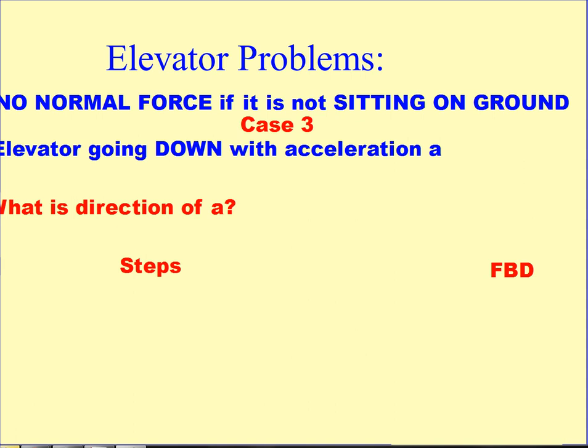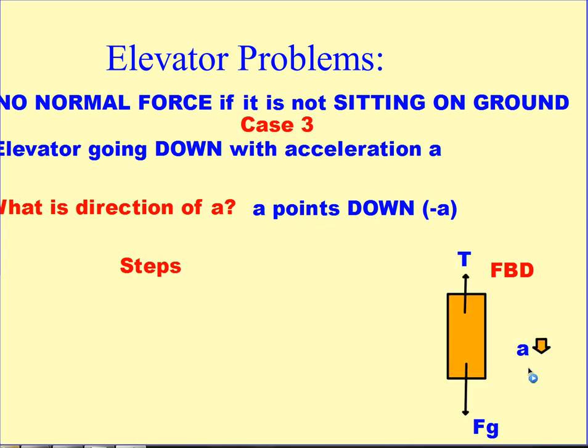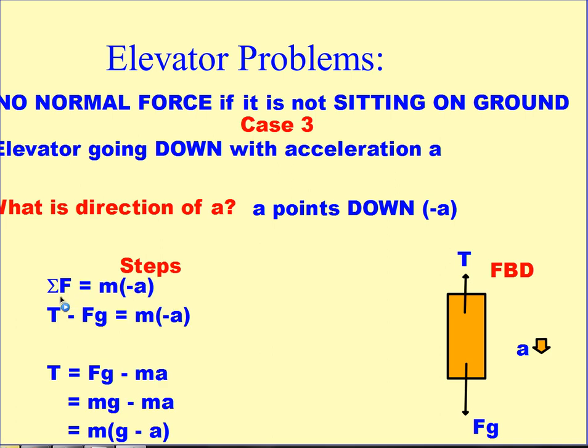The third case is if the elevator is accelerating downward. Since the acceleration is pointing in the direction of the net force, and it's accelerating downward, my acceleration will point downward. Now, Newton's second law says the sum of the forces equals ma, but in this case A is pointing down. Down is negative. So T points up, Fg points down. So this is equal to m times minus a. So you can just put that minus sign out front.